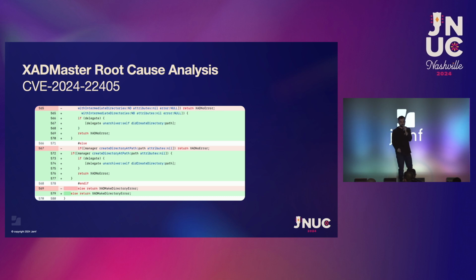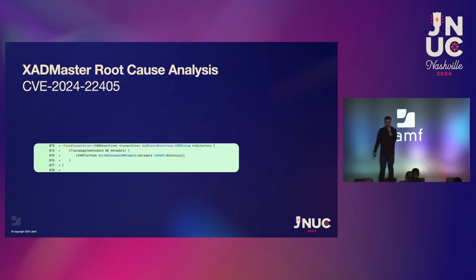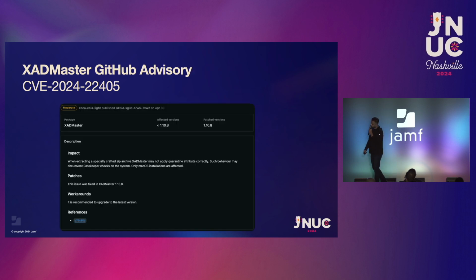So in the patched version, the code checks if a delegate is set, and if so, calls the delegate method. This method notifies the delegate that the directory has been successfully created. It then triggers the function writeCloneableMetadataToPath, which is responsible for writing metadata such as the quarantine attribute to the newly created directory, ensuring that all quarantine attributes are applied when unarchiving. MacPaw also created a GitHub advisory and patched this issue in version 1.10.8. So any developers that are using this open source library are encouraged to update to the latest available version.